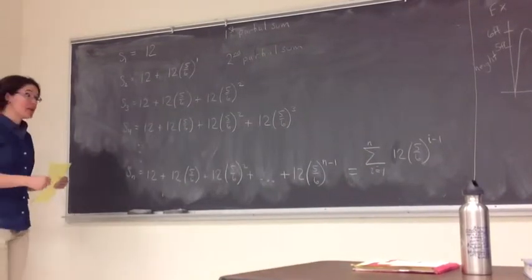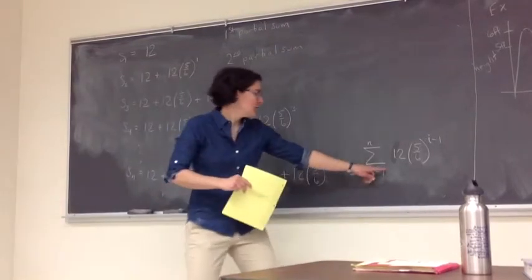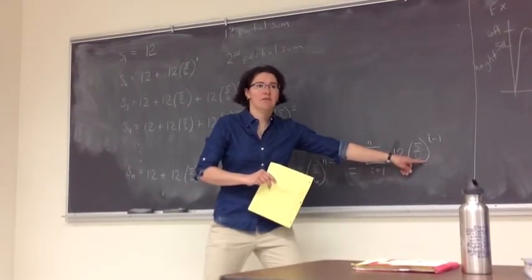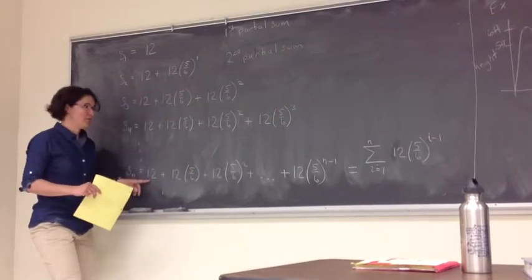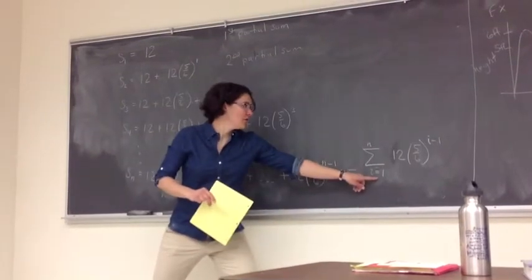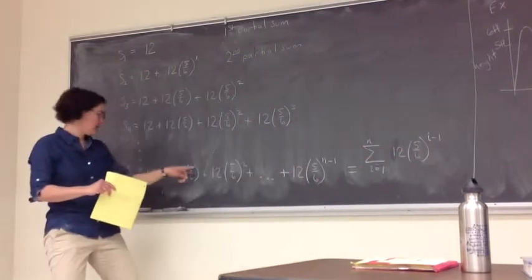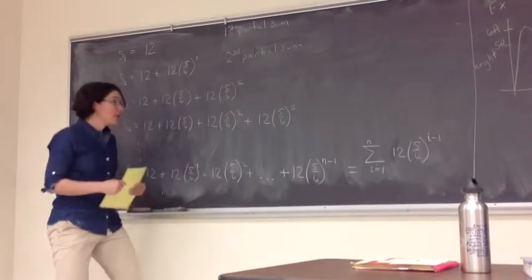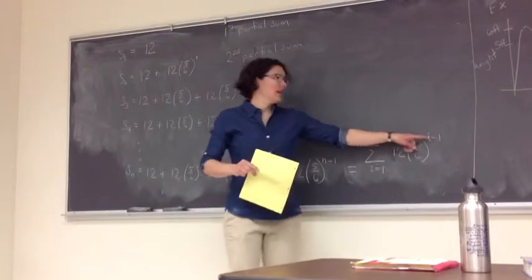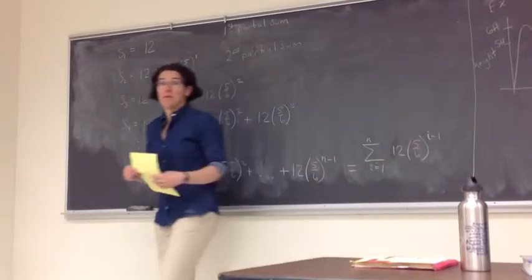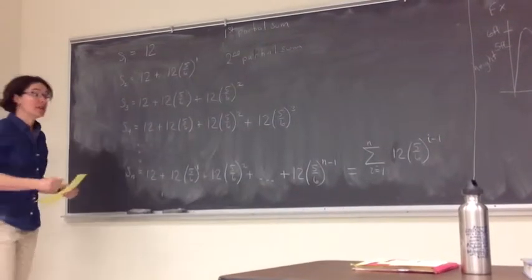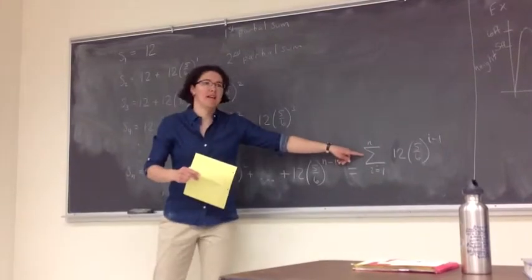So think about what happens there. When i is equal to 1, we have 12 times 5/6 to the 0. That's our first term. When i is equal to 2, we have 12 times 5/6 to the 2 minus 1, which is raised to the first power. And so on. In the very last one, we plug in n for i, and we get n minus 1 for our power. Okay, so that's our shorthand notation. And this big sigma sign says add up all those terms.